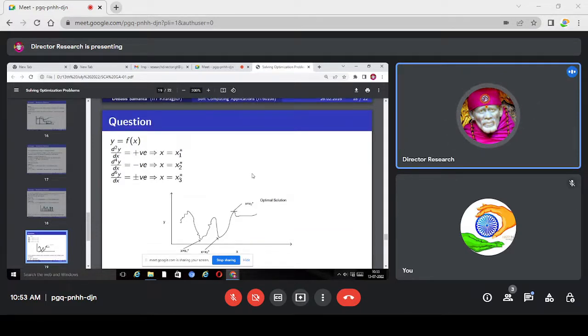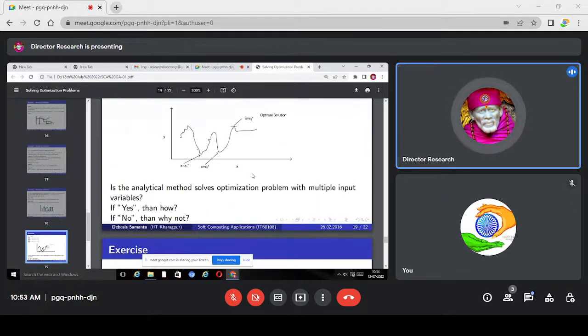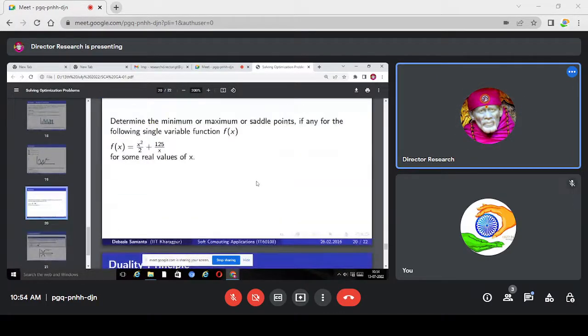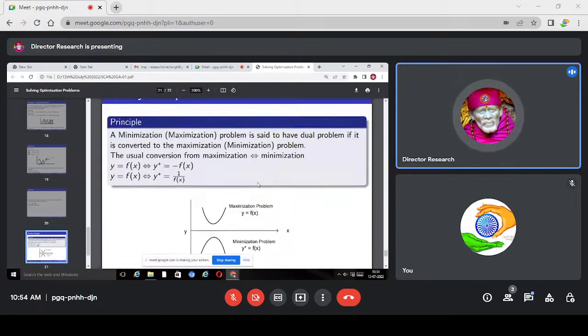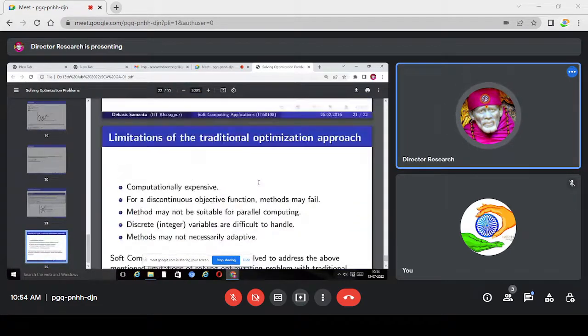Okay, y is equal to f of x: the second derivative d square y by dx square is positive at x equal to x1 star; the fourth derivative is negative at x equal to x2 star; the sixth derivative is positive or negative at x equal to x3 star. Determine the maximum, minimum or saddle points. For any function, we have to define maximum, minimum, and saddle point.